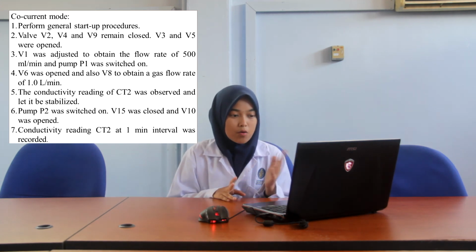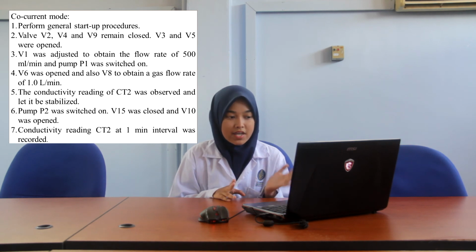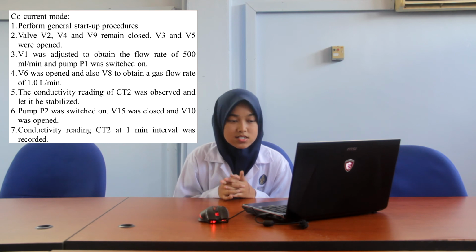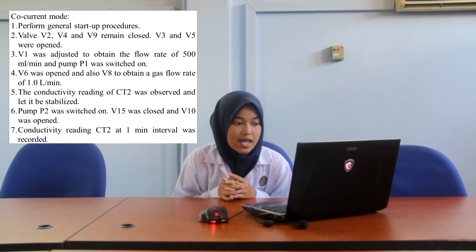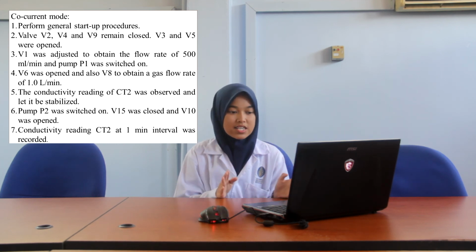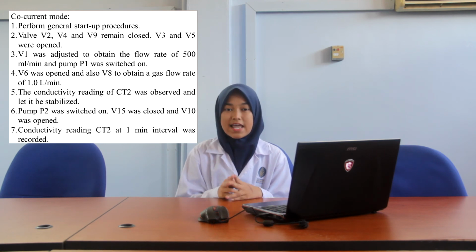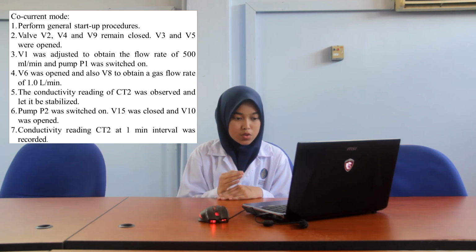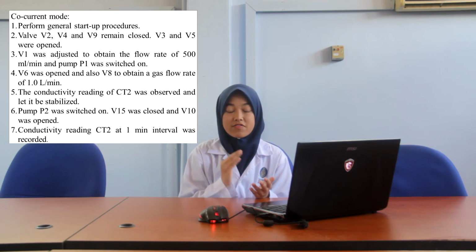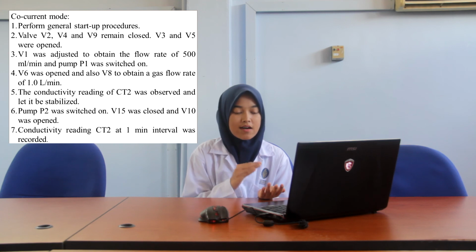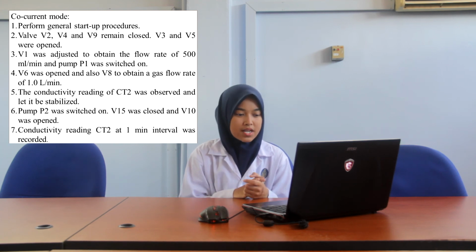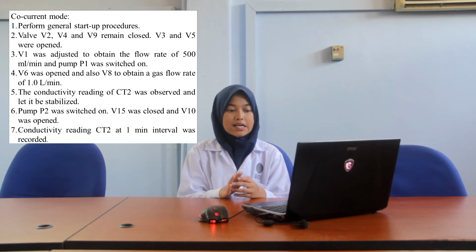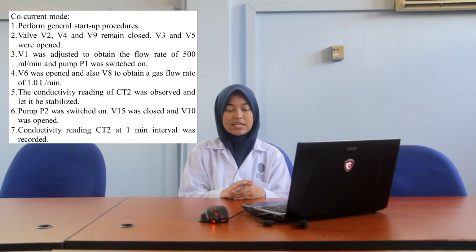While V6 is open and also valve 8, to obtain a gas flow rate of 1.0 liter per minute, you have to observe the conductivity reading of CT2 and let it stabilize for a while. And then after that, you have to switch on pump 2, with V15 closed and valve 10 open, and record the reading of CT2 at 1 minute intervals.